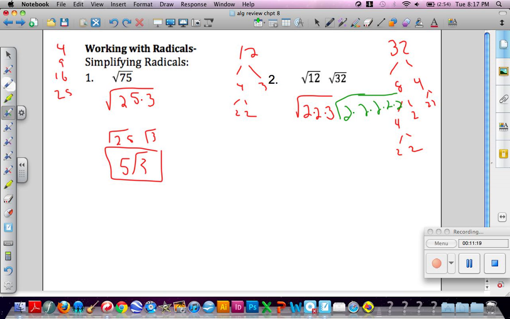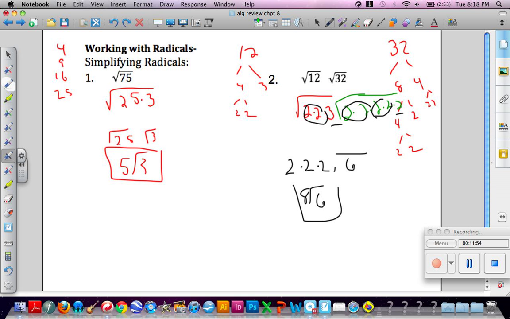And then you need to group them in twos because this is really the square root of 4, which is a 2. This is the square root of 4, which is another 2. This is a square root of 4, which is another 2. The 3 and the 2 are underneath the radicals, so write them underneath the radicals, which would be 6. So that final answer is 2 times 2 times 2, which is 8 root 6. So I use perfect squares on number 1. I use prime factorization on number 2.